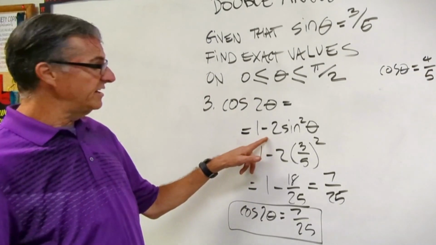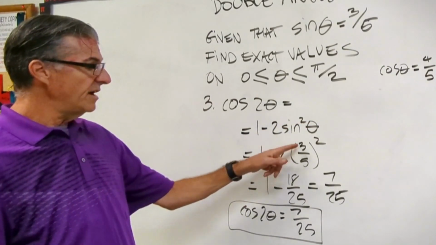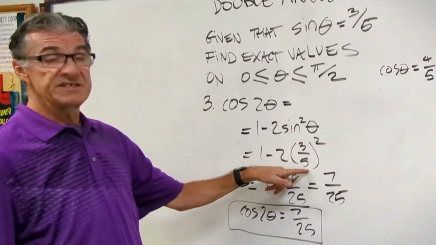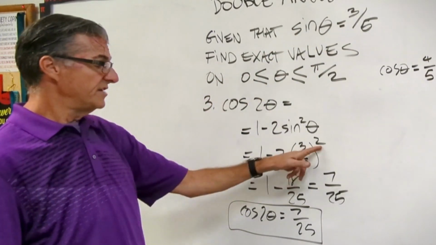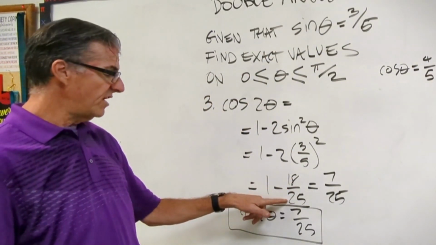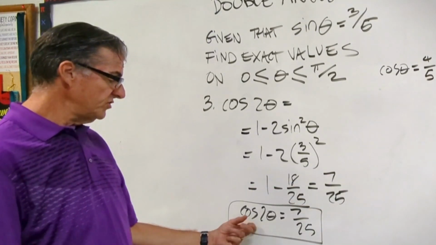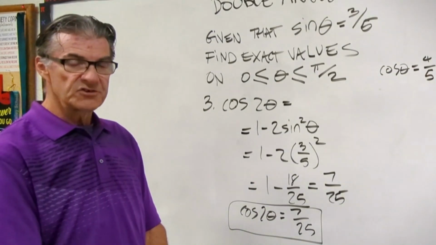I picked the first identity. I just did 1 minus 2 sine squared theta. I did my plug-in step. I put in my 3/5 for my sine theta from the givens. I squared it. I multiplied it by 2. That gave me 18 over 25. Subtracted that from 1. I got 7 over 25. So cosine of 2 theta is 7 over 25.